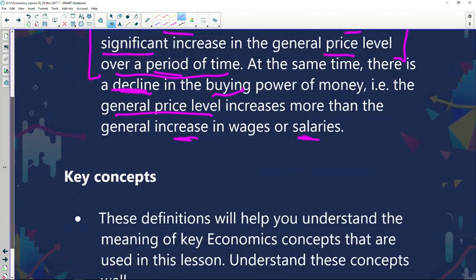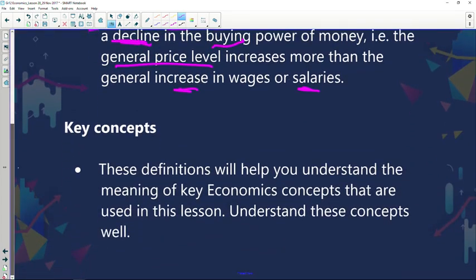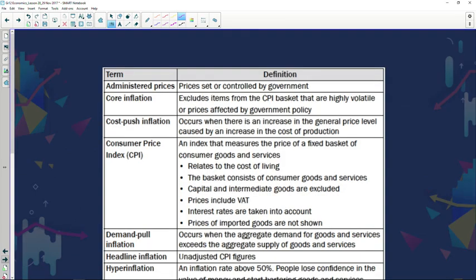Some important concepts that we need to consider when looking at inflation. These definitions will help you to understand the meaning of key economic concepts that are used in this lesson, so it is important that we understand these concepts well. Starting off with administered prices, our number one. These are the prices that are set and controlled by government. So government is the one that's going to determine these prices.